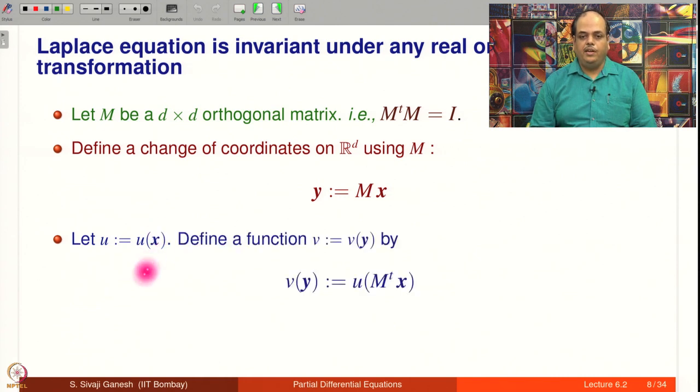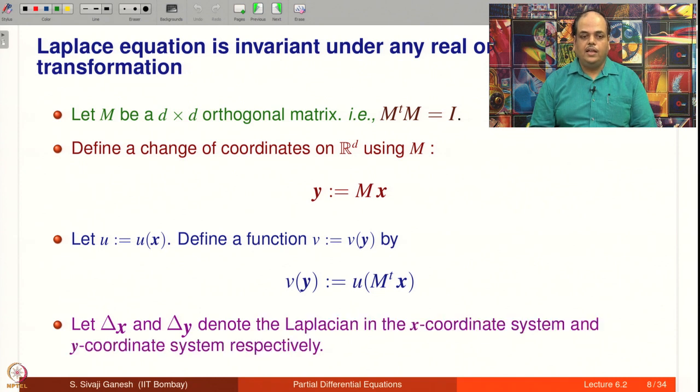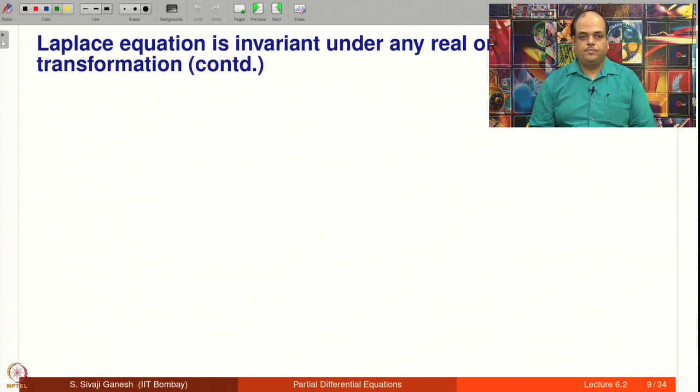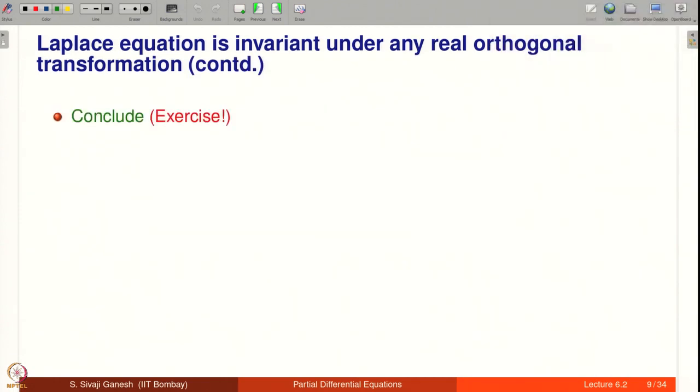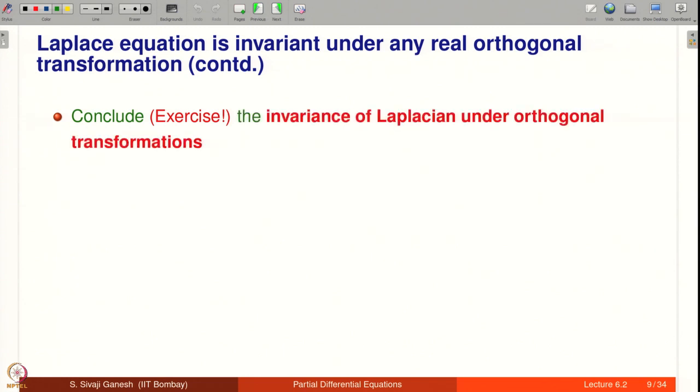Define a function V, a function of Y, by V of Y equal to U of M transpose X. Let delta X and delta Y denote the Laplacian in the X coordinate system and Y coordinate system respectively. Conclude, so this is going to be an exercise. We have done enough exercises on change of variables and how it affects a PDE, how the PDE gets transformed under a change of variables.